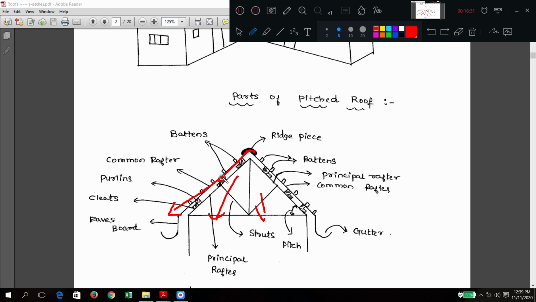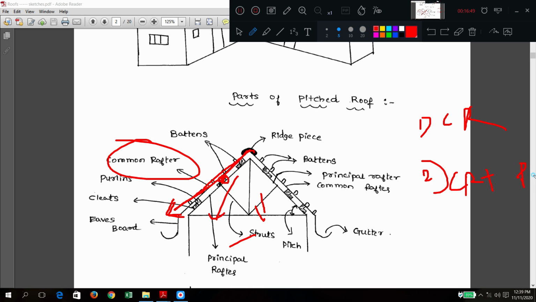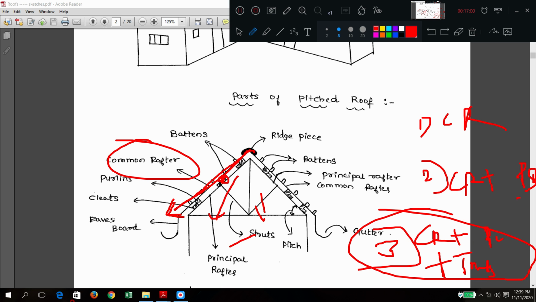Otherwise, you may have purlins and common rafters. Above that, you may have roofing material. In some cases, you have all the three things: truss, purlin, common rafter. So the classification may be three cases. If only common rafter is present, second type is common rafter plus purlin. Third case will be common rafter plus purlin plus truss. So if all the three members are there, then we have another type of classification. I hope it is now clear. We will see some of the diagrams.